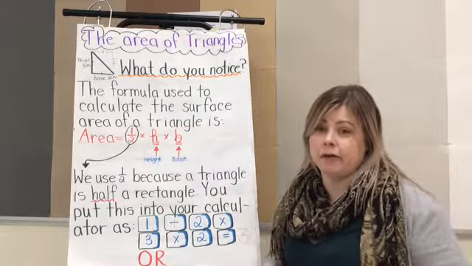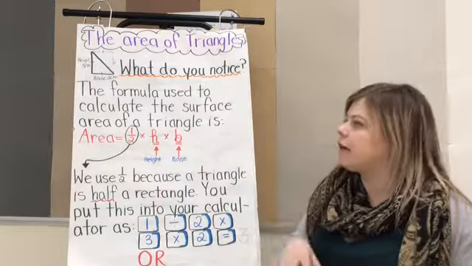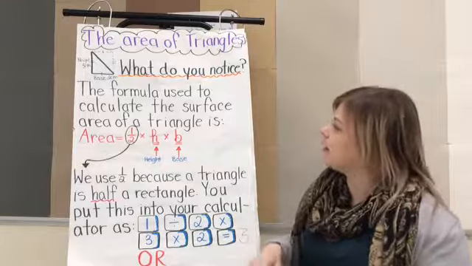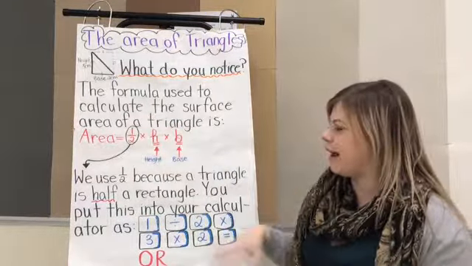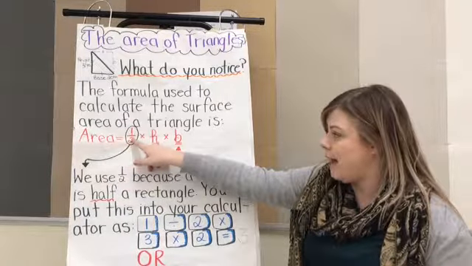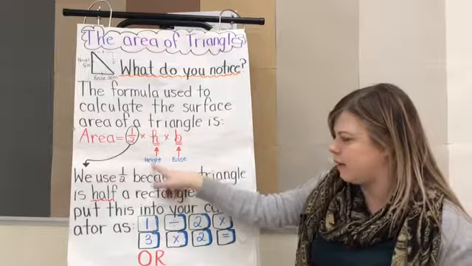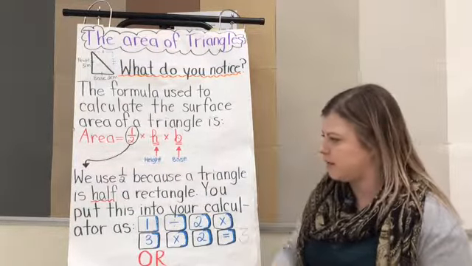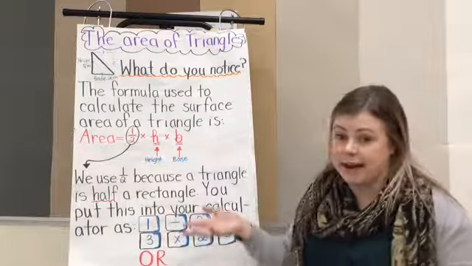So if a triangle is half of a rectangle or a square, and we know that the area for a rectangle or a square is length times width, let's look at what the area for a triangle is. So it says here that the formula used to calculate the surface area of a triangle is area equals 1/2 multiplied by height multiplied by base. And those little things let you know that those are height and base. Now it says here that we use a half symbol because a triangle is half of a rectangle or a square.